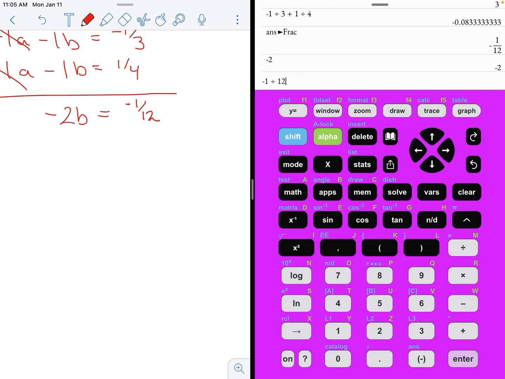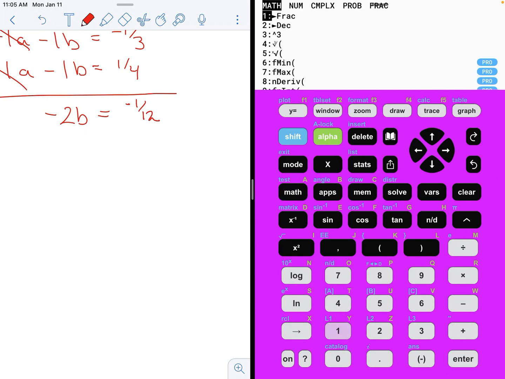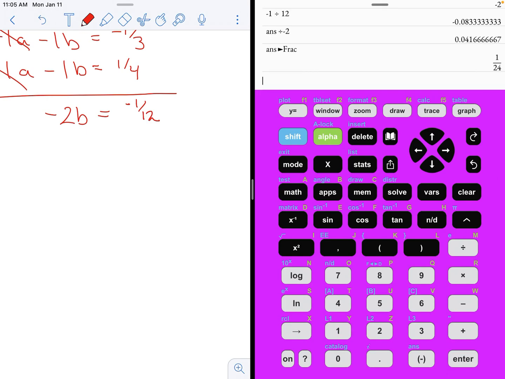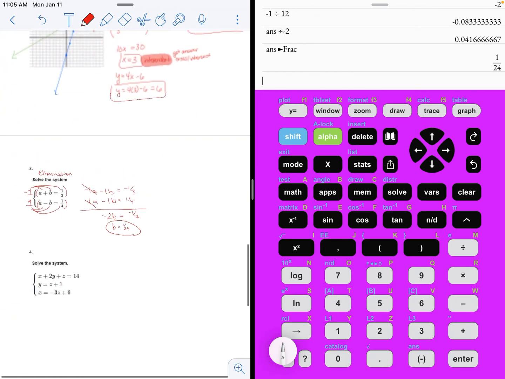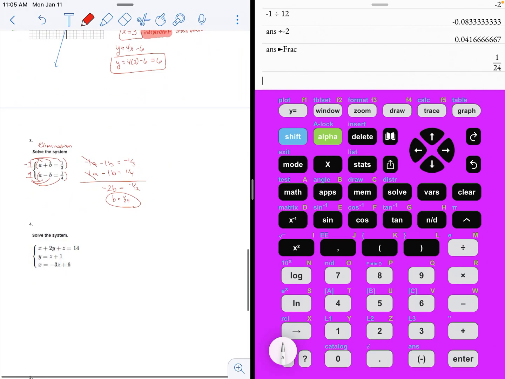You can put that in parentheses if you want. So I get positive 1/24. So B is positive 1/24. Nothing wrong with that. We're right. So that would mean A, we're going to have to plug it in to find A.